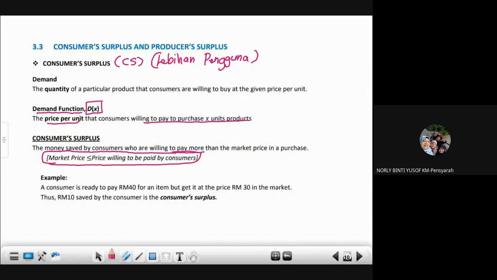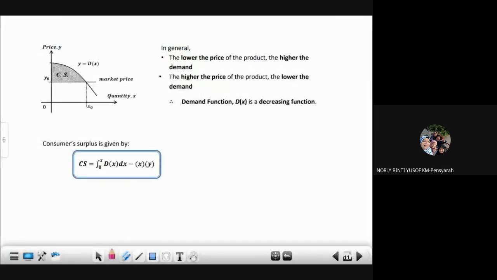Maksudnya lebihan tu kat siapa? Kita ke pengguna ataupun dari segi pengeluar. Tapi sekarang kita faham dululah lebihan pengguna dulu. Lebihan pengeluar nanti kita sambung next week. Okay, so tengok pada generally the graph.